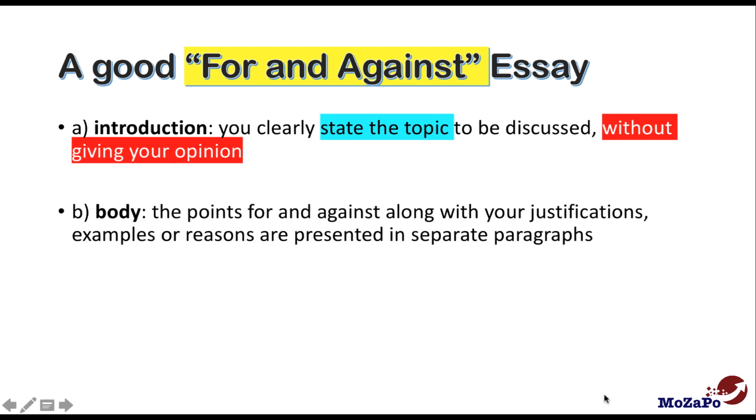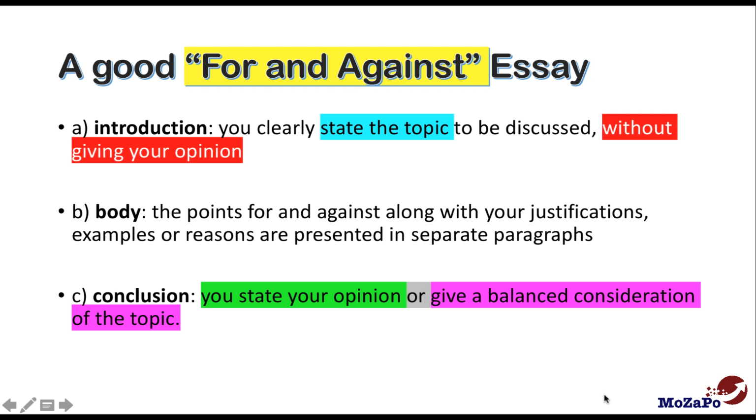In the body part, it might be 2 paragraphs, it might be 4, and it might be more. The points for and against, along with your justifications, examples, or reasons, are presented in separate paragraphs. So you should give the reasons and also examples in different paragraphs, one for, one against, or more than that. And in the conclusion paragraph, you should state your opinion, or you should give a balanced consideration of the topic. So we include our opinion in the conclusion paragraph.